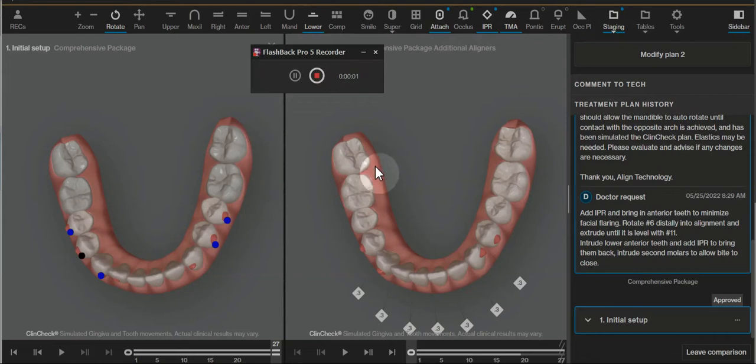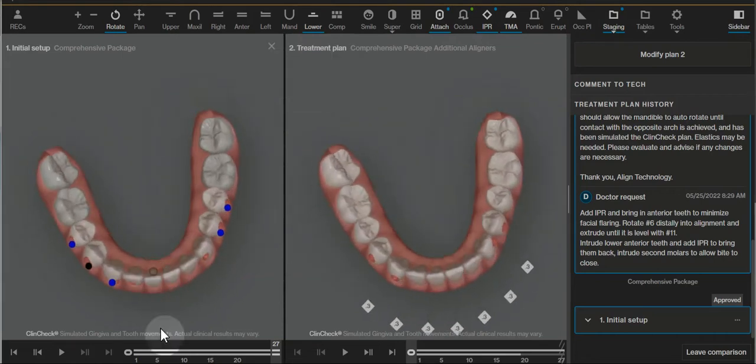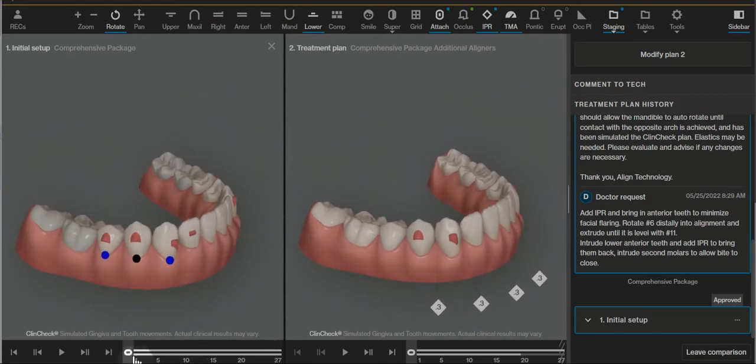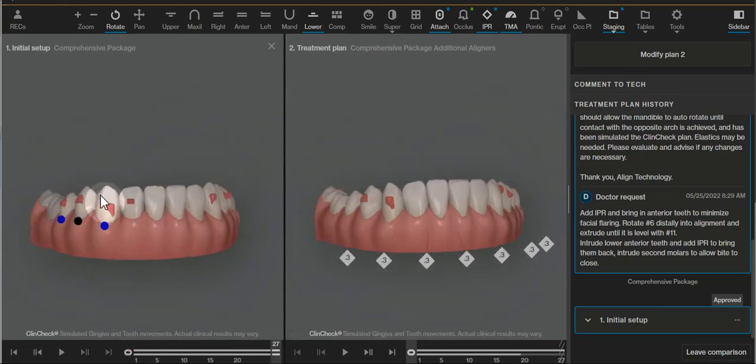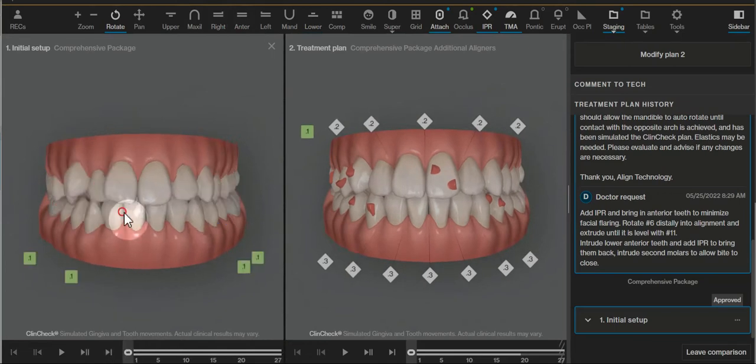Hi doctor, I'm taking a look at this case and the initial ClinCheck looks good from the occlusal view, not moving molars, expanding the premolars, rotating the canines, all looks pretty good. What was planned is a lot of really big extrusion movements with the lower premolars, and I don't know if those happened or didn't happen.